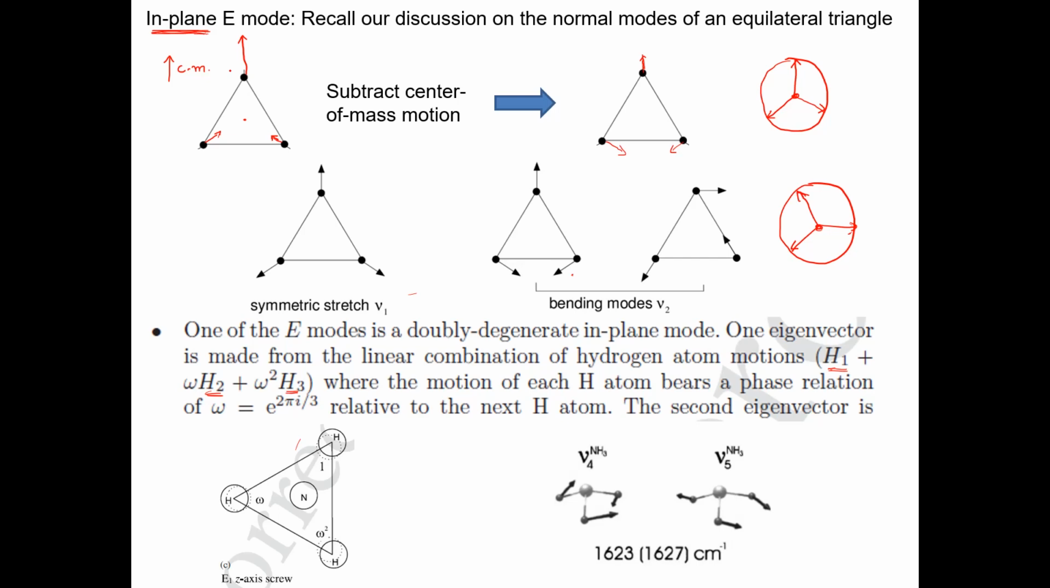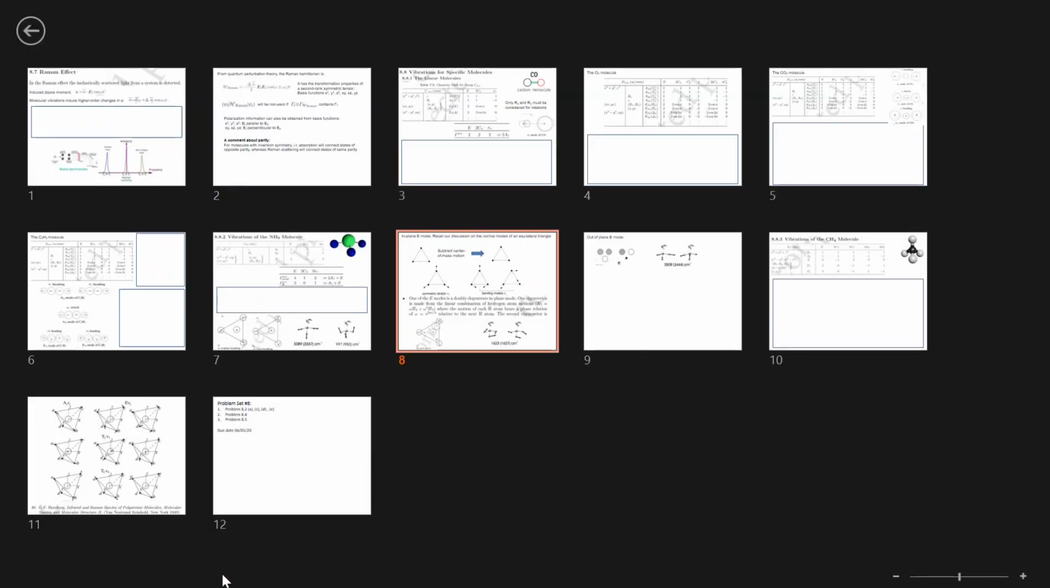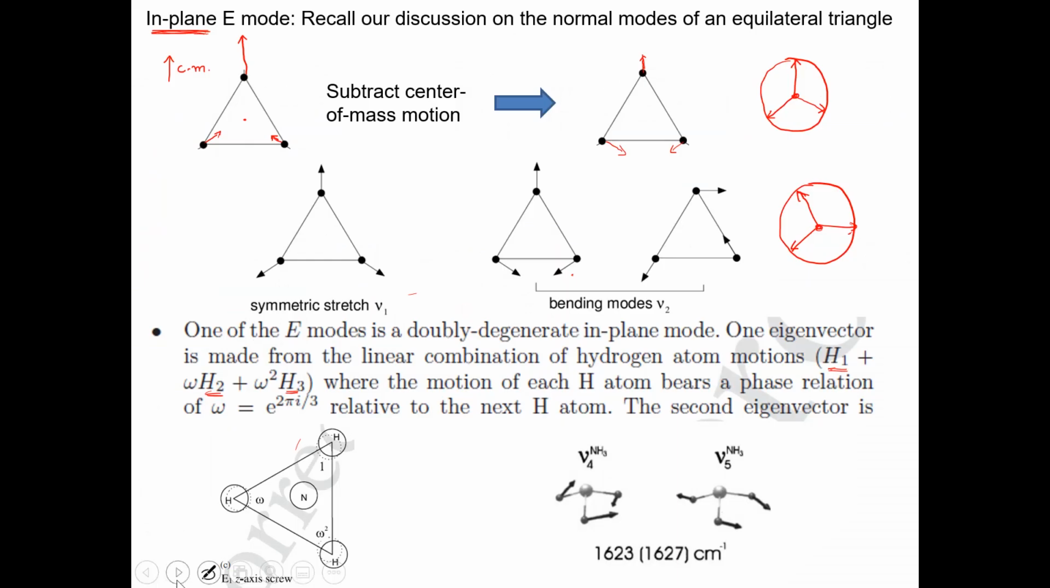So you get something that again has the same pattern that we discussed. Sometimes it's not so easy to see, but you see that this particular partner here looks a lot like this one. I hope you agree. Okay? And this partner looks a lot like this one. All right. So this is what I would call an in-plane E mode. And when you do the calculations, this is what we get.